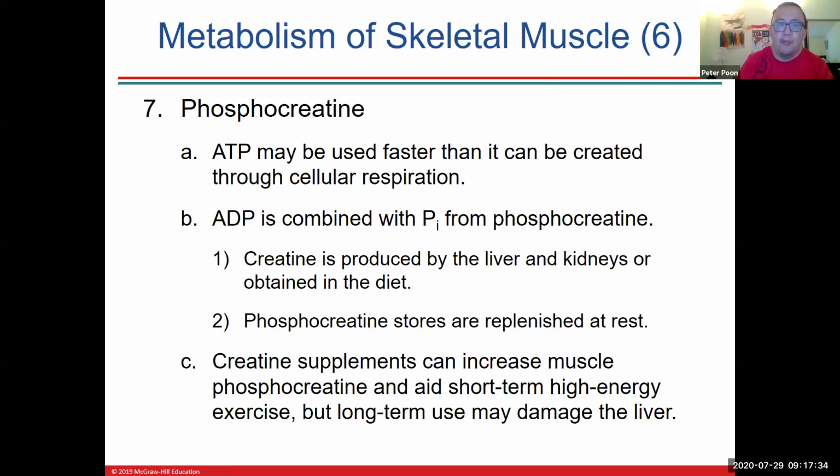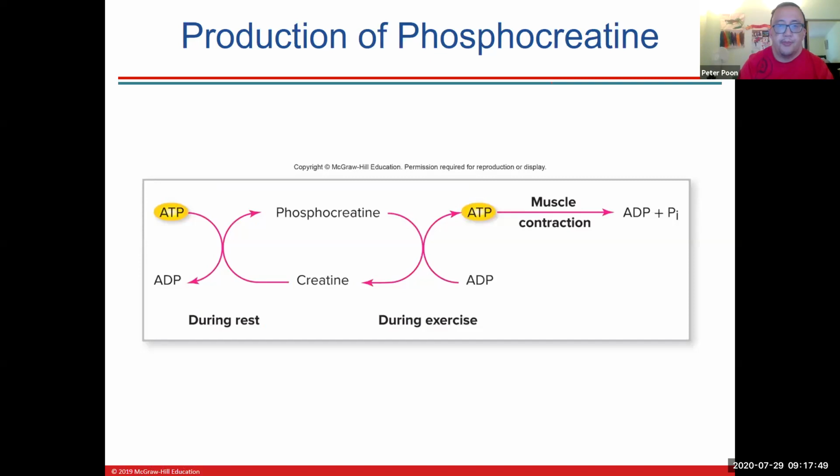You build up a little bit of ATP that way first, before you use the ATP you generate through the citric acid cycle. So first you use up ATP, and then you use phosphocreatine to create more ATP for muscle contraction.